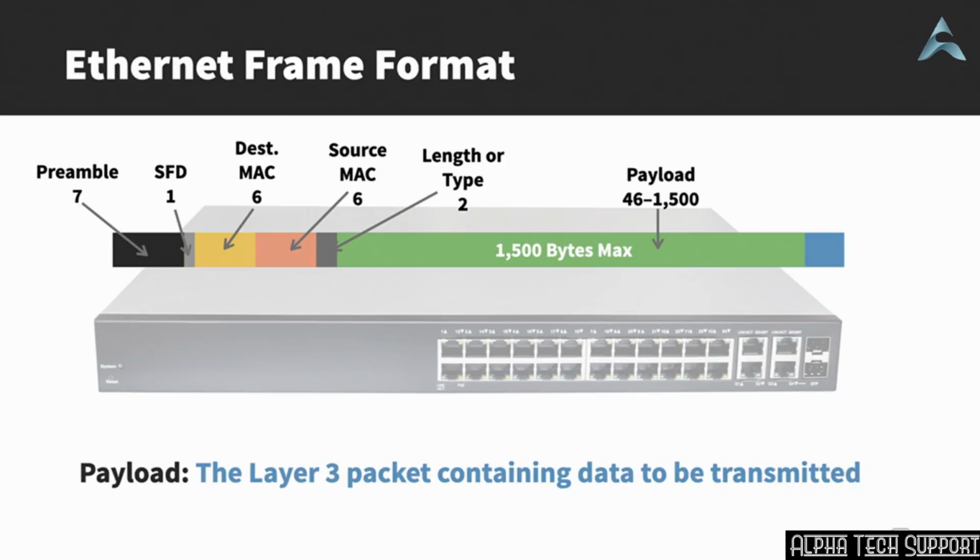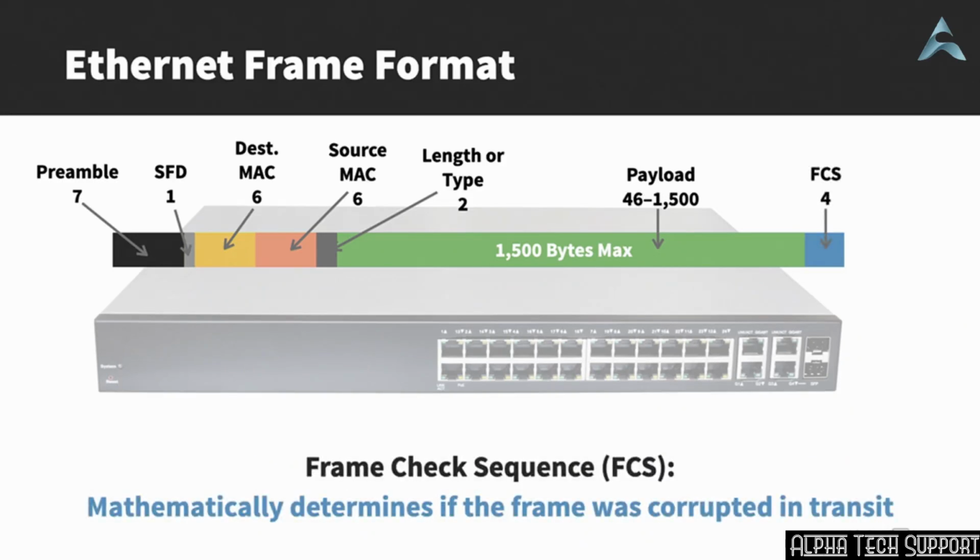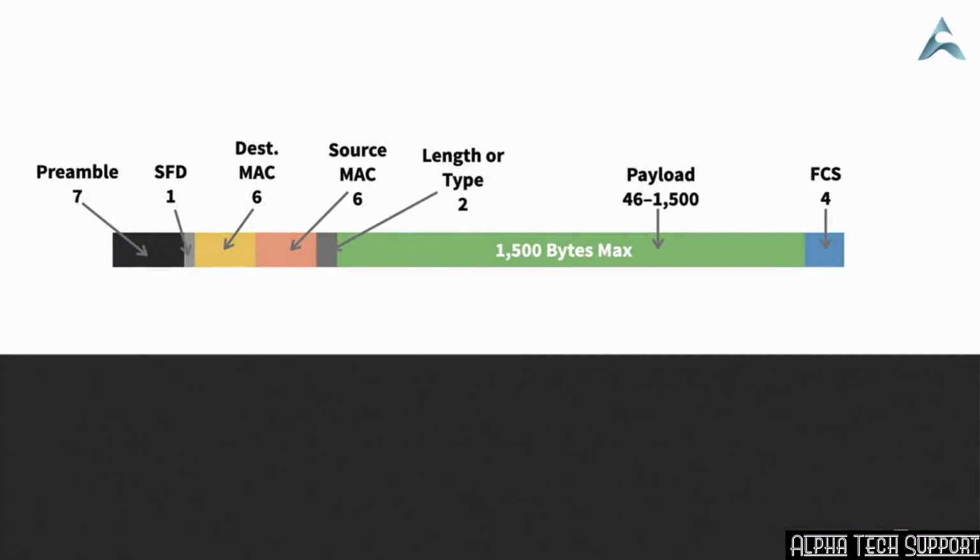It has to be at least 46 bytes in length, and if it's not, our equipment is going to add padding so that it's at least 46 bytes in length. And then the Ethernet frame ends with an FCS, a frame check sequence. That's going to do a mathematical check to make sure that our data has not been corrupted in transit. And this is the format of a typical Ethernet frame. Remember, the preamble and the start field delimiter are technically happening at layer 1.